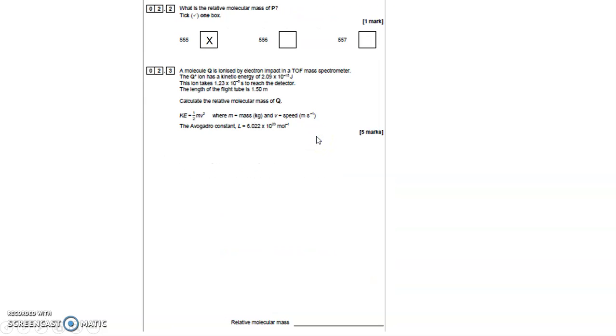A molecule Q is ionized by electron impact in a time-of-flight mass spectrometer. The Q plus ion has a kinetic energy of 2.09 times 10 to the minus 15 joules. This ion takes 1.23 times 10 to the minus 5 seconds to reach the detector. Length of the tube is 1.5 meters. So this is correct in terms of units. Kinetic energy should be in joules, time should be in seconds, and the length of flight should be in meters. So it's all in the correct units here.